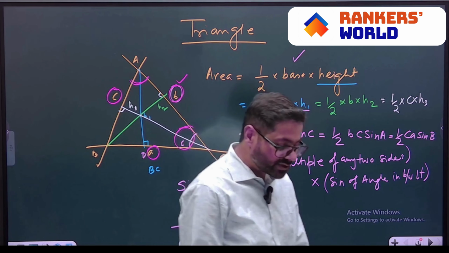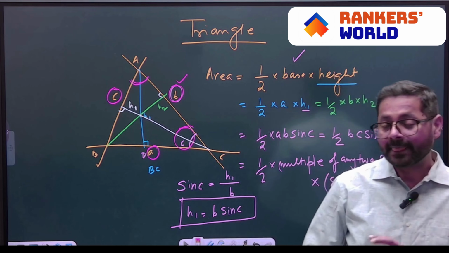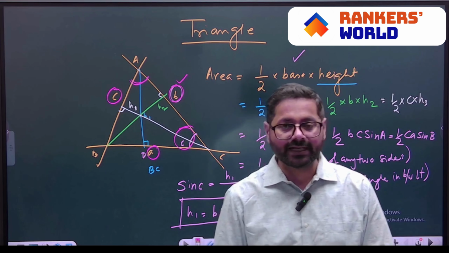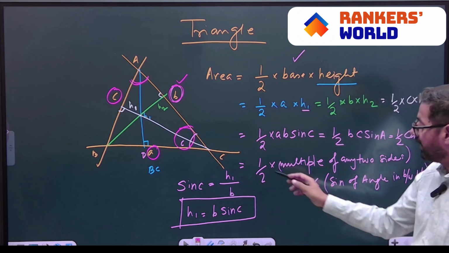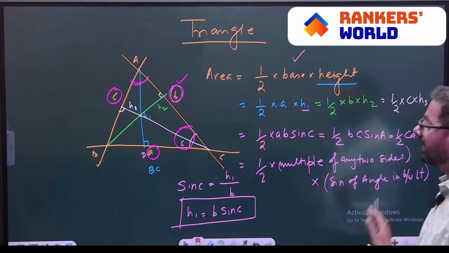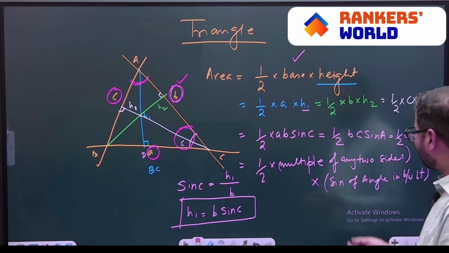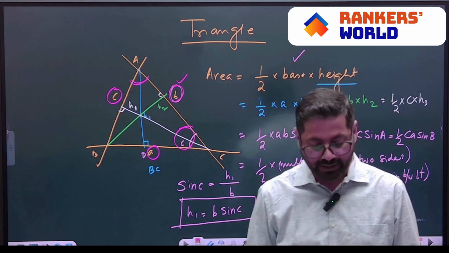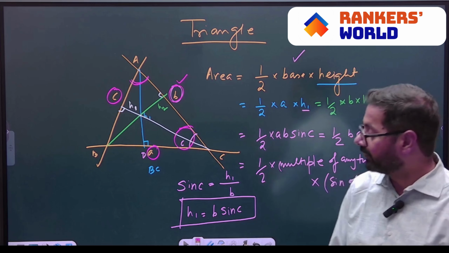So the idea is, if I can learn a new formula for area of a triangle, that is saying a half of multiple of any of two sides and sine of angle in between it. So I need to find out the angle in between it.